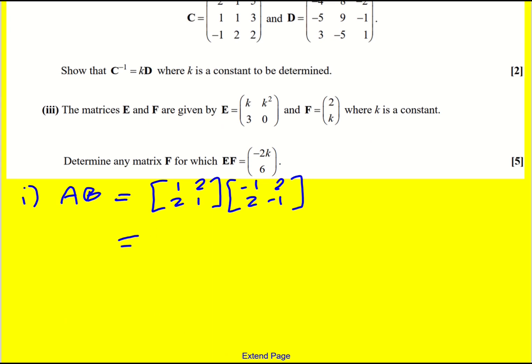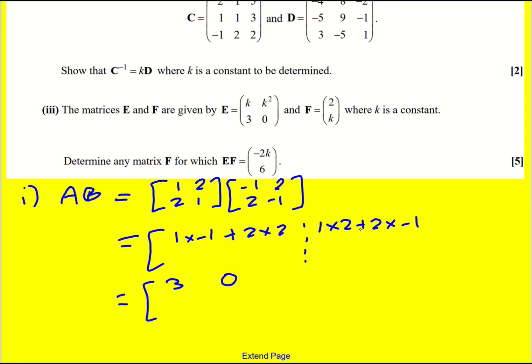And remember, I always use my fingers for this, but it's going to be 1 times minus 1 plus 2 times 2. I'm going along this first row and down the first column. You might be confident enough to just write the answer straight down, which is absolutely fine. Minus 1 plus 4, which is going to give 3. And then we go along the first row again, but down the second column. So 1 times 2 plus 2 times minus 1, which is going to give 0.